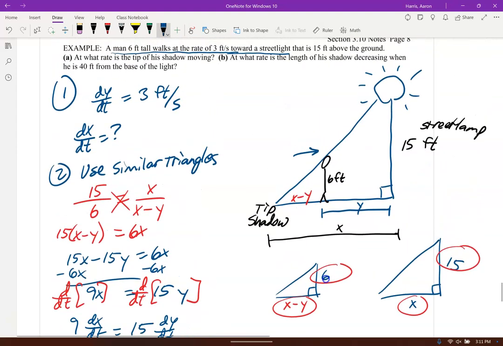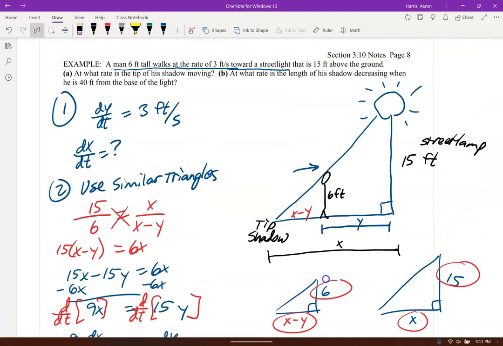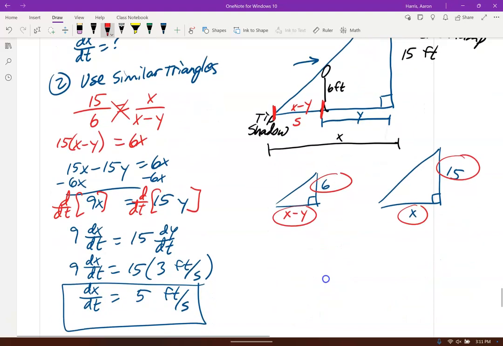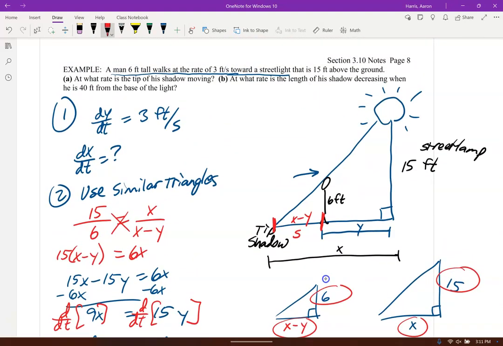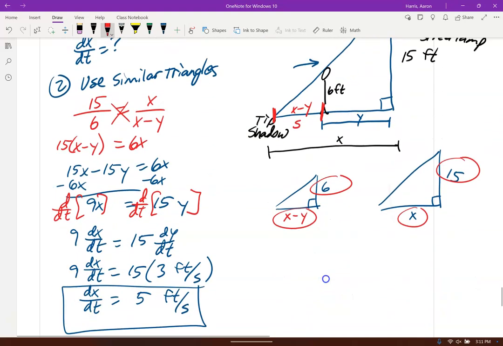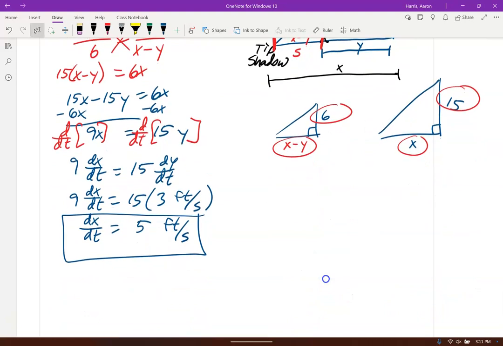All right, part B here. What about the length of his shadow when he is 40 feet from the base of the light? Well, if this x minus y, or I'll call it s, right? The s is the distance x minus y. Well, that would be the length of the shadow. So at what rate is the length of the shadow decreasing? Not the tip of the shadow moving, but the length of the shadow. How is it decreasing?